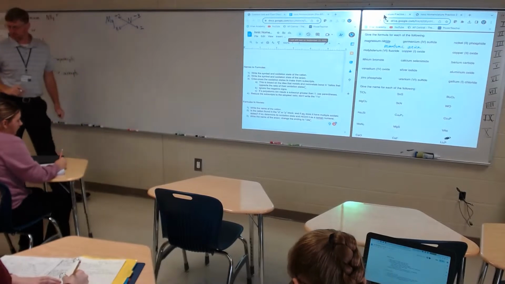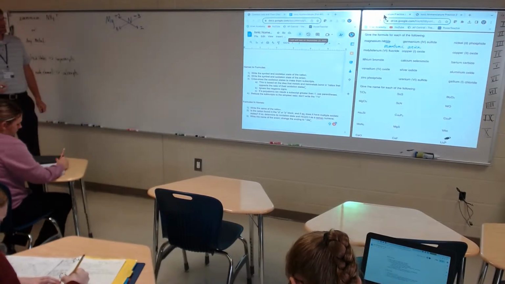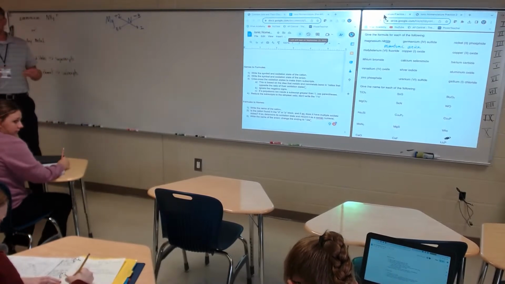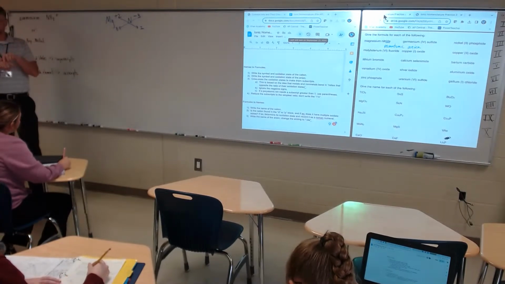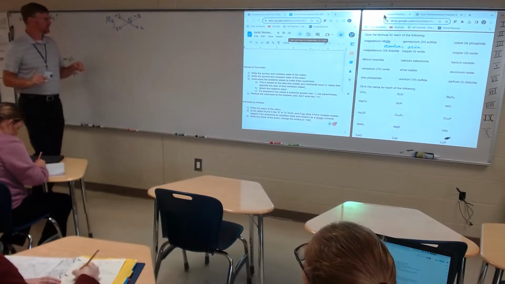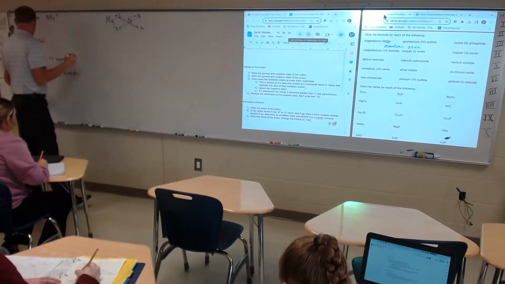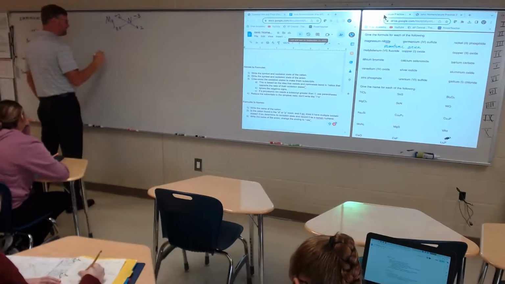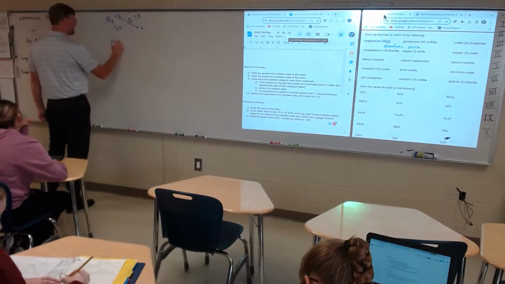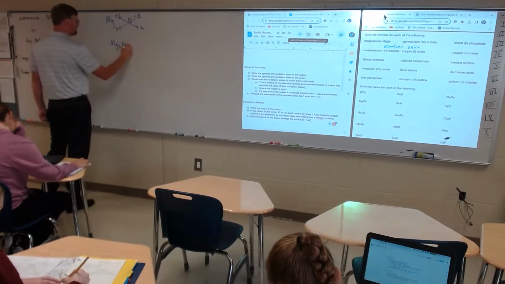Now the shortcut we call here is the crisscross method. We're just going to take those two numbers and switch them and ignore all the signs. Switch them. That's going to give us the subscripts. So the final answer is Mg3N2.